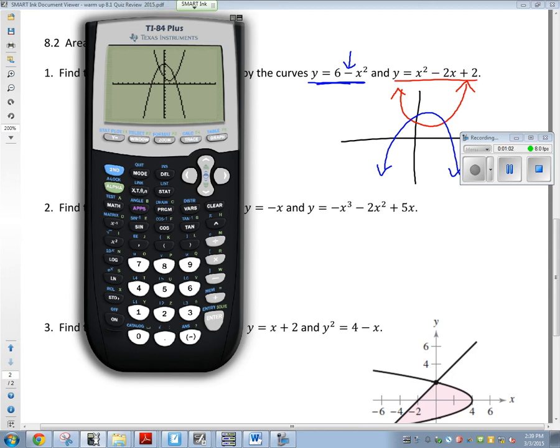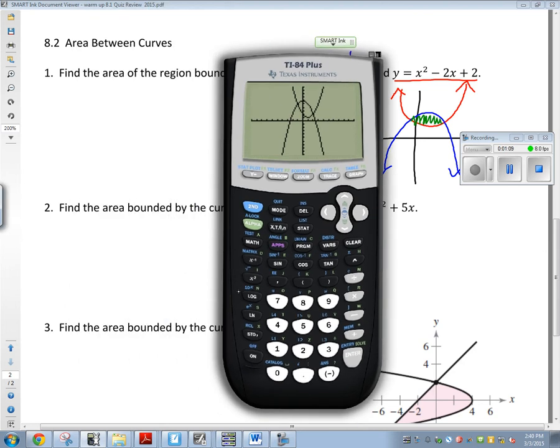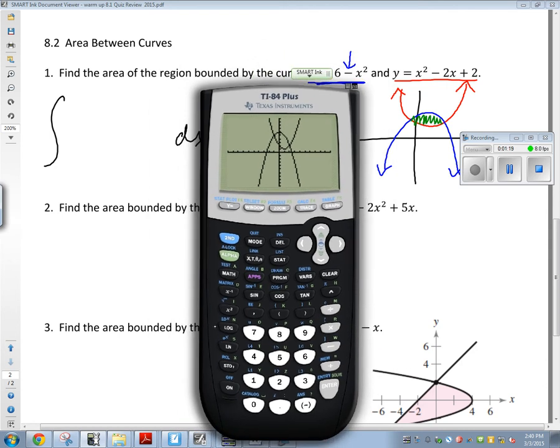So I'm trying to find the area between the two curves. I'm trying to find that answer right there. So in order to set that up, I'm going to take the integration in terms of x. The first thing I got to do is find the two intersection points. So second, calculate intersection. Where these two cross, so somewhere in there, hit enter. Second curve, hit enter. Guess, hit enter.